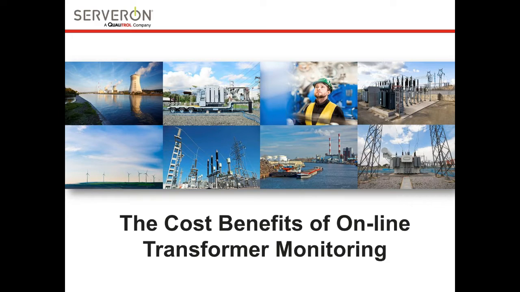The presentation we have today will take a short look at some mechanisms by which it is possible to calculate the cost benefit of online transformer monitoring, or put another way, the return on investment that could be expected from deploying online monitoring.